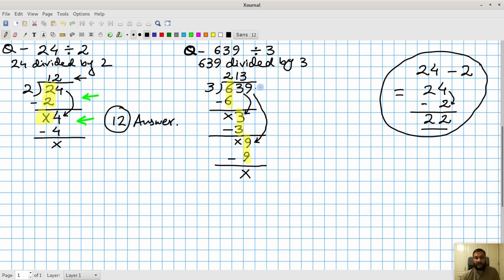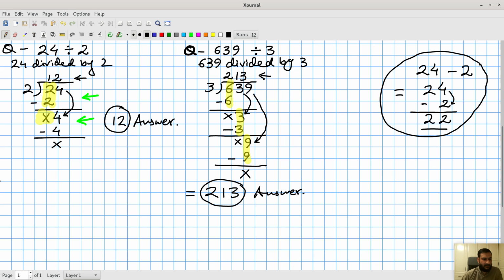And now we don't have more digits here, so that means our division operation is complete, and this here is our answer. So we write it as 2 1 3 is the answer, right? Very good.